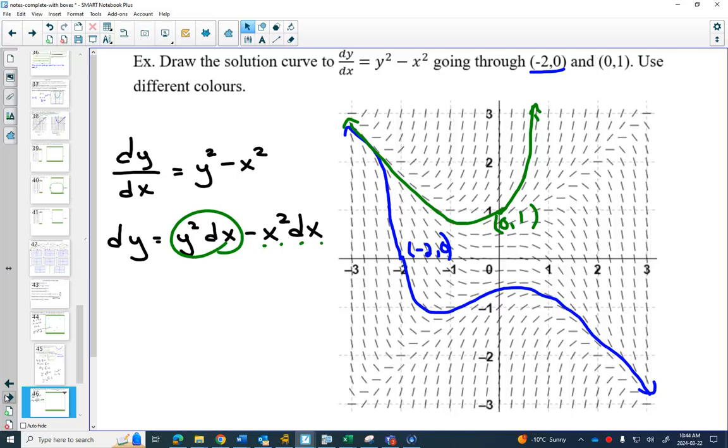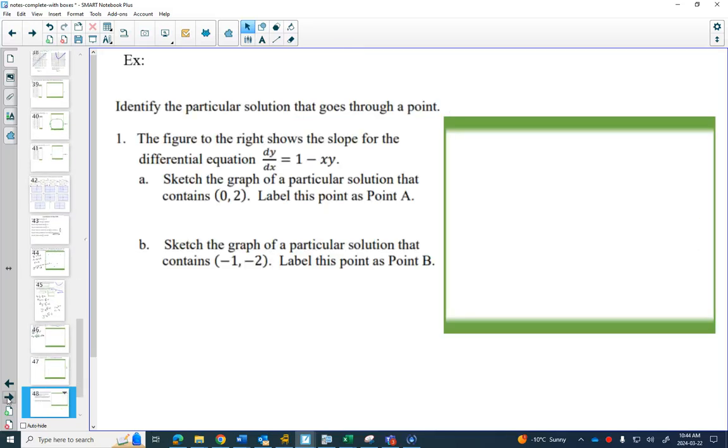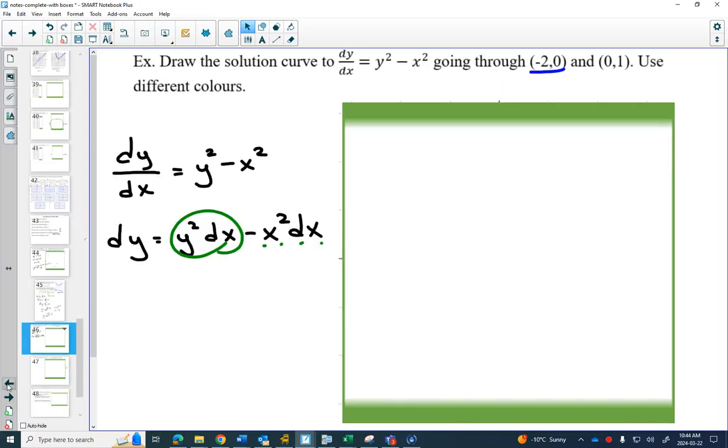All right, bell is about to go. So we will leave these last couple.